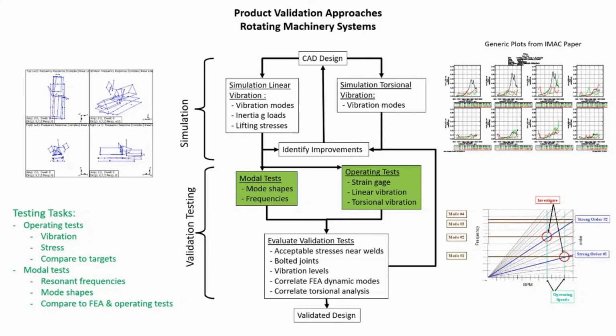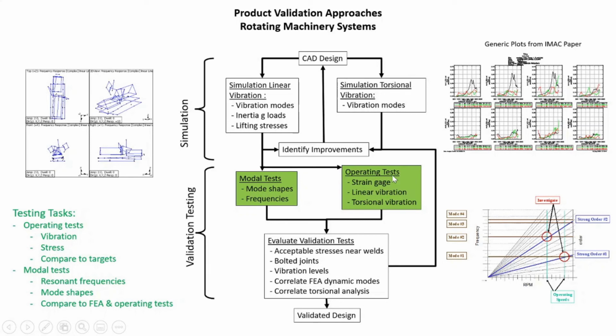The modal tests are done by impacting the structure at several different locations and moving accelerometers from location to location to essentially map out a geometric image of the structure. And this data, which results in what we call frequency response functions, is then processed by algorithms within our modal analysis software that essentially produces the experimentally determined mode shapes and frequencies.